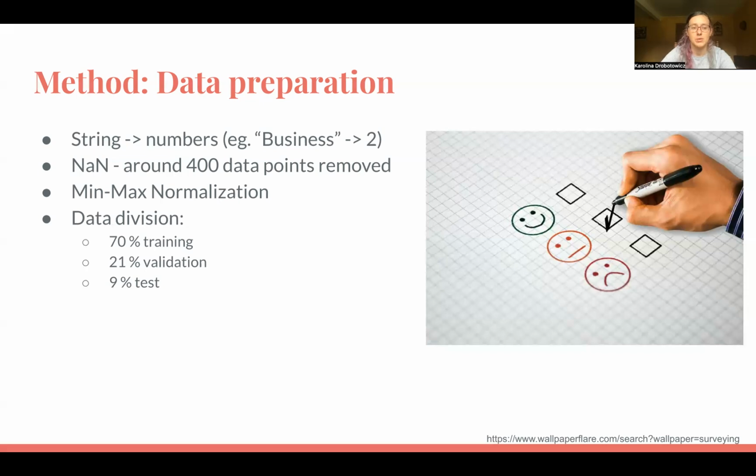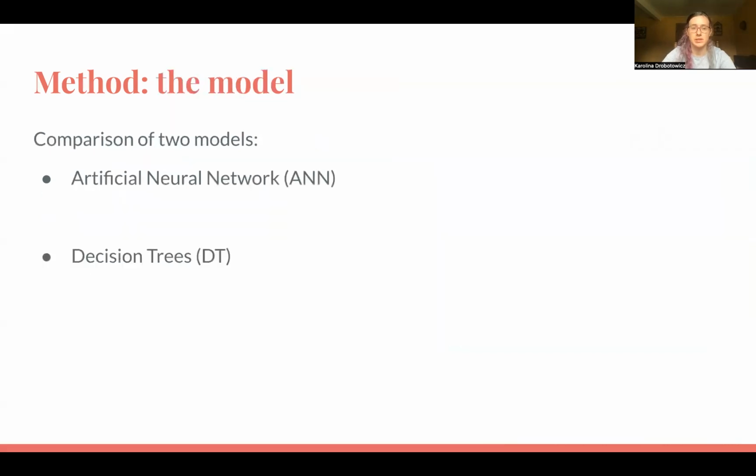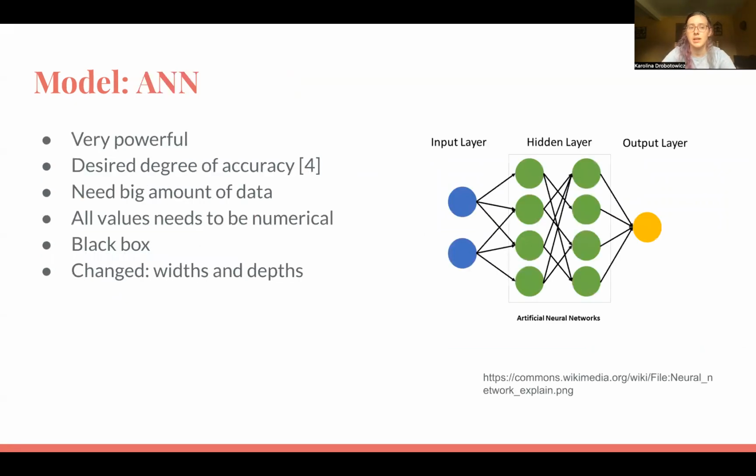It helps to deal with different ranges for values for every feature. And finally, we divided the data into 70% for training, 91% for validation, and 9% for testing. Now talking a bit about the models that we decided to choose. We decided to compare two of them, artificial neural network and decision trees.